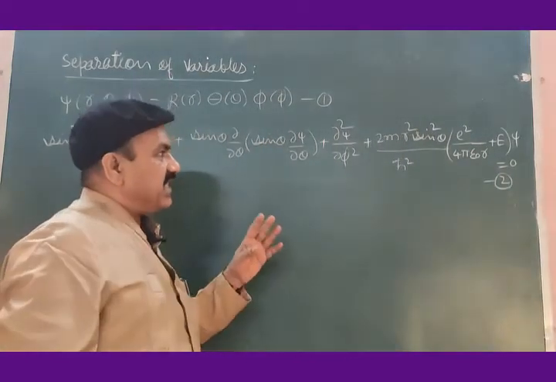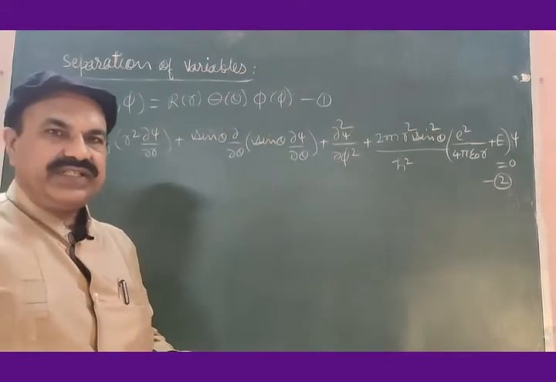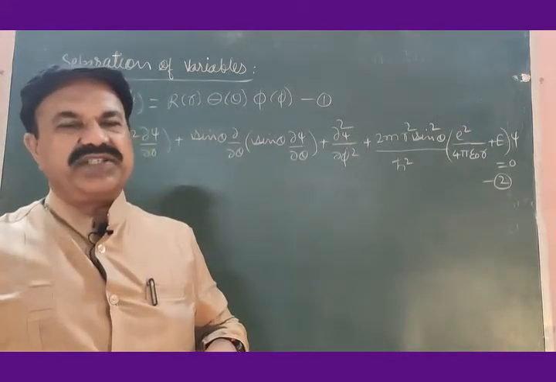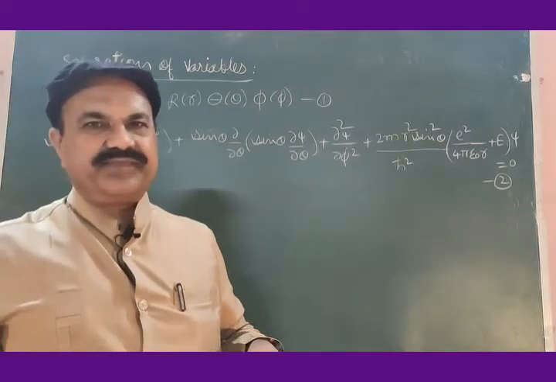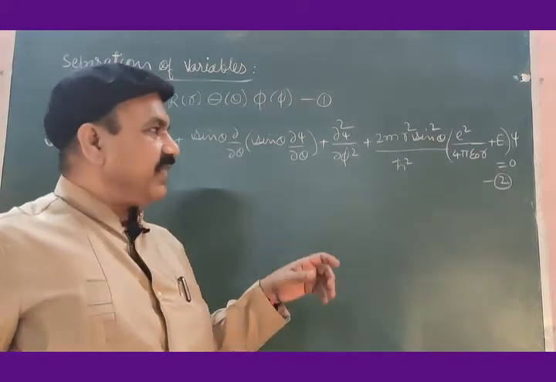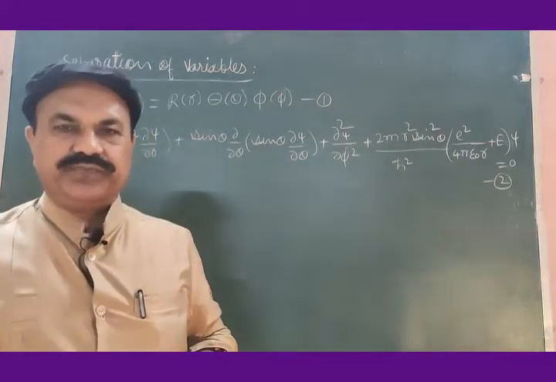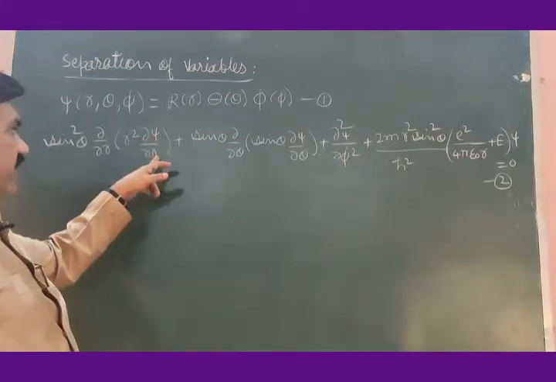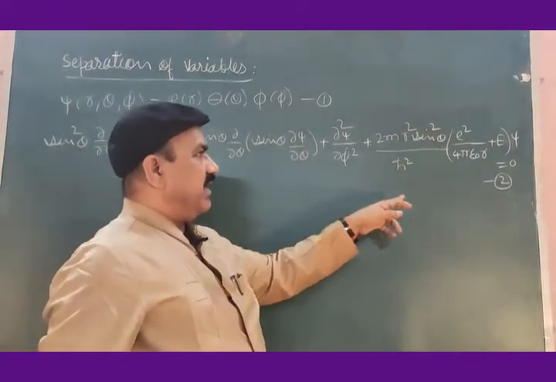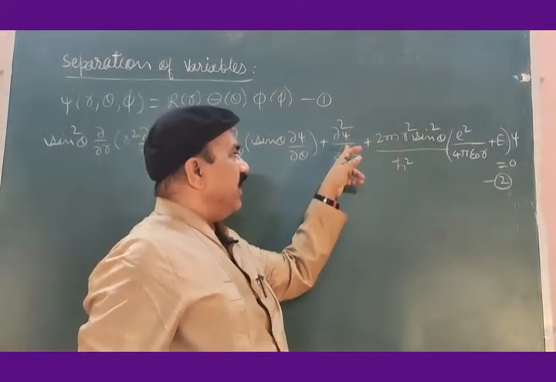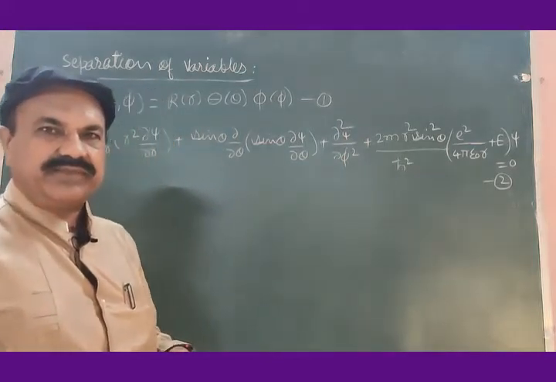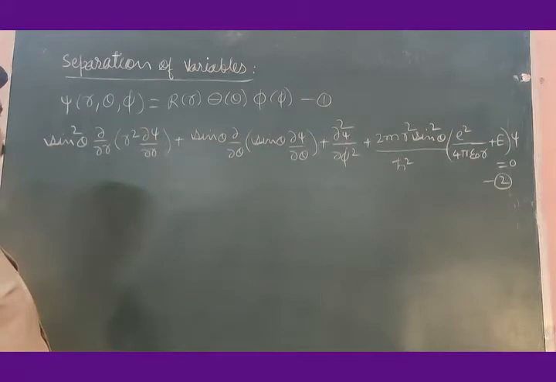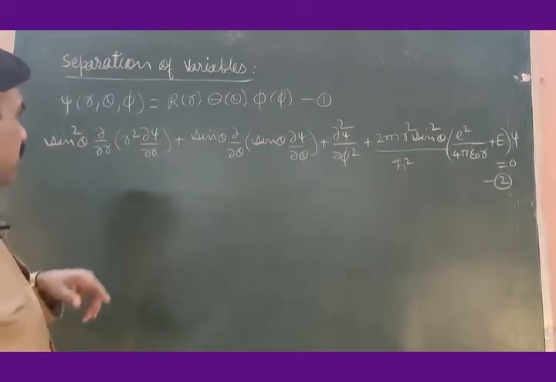In the last lecture, we obtained this partial differential equation in spherical polar coordinate system for the hydrogen atom, equation number 2. Now, we want to find value of dou psi by dou r, dou psi by dou theta and dou 2 psi by dou phi square. For this purpose, let us differentiate equation 1 first with respect to r.